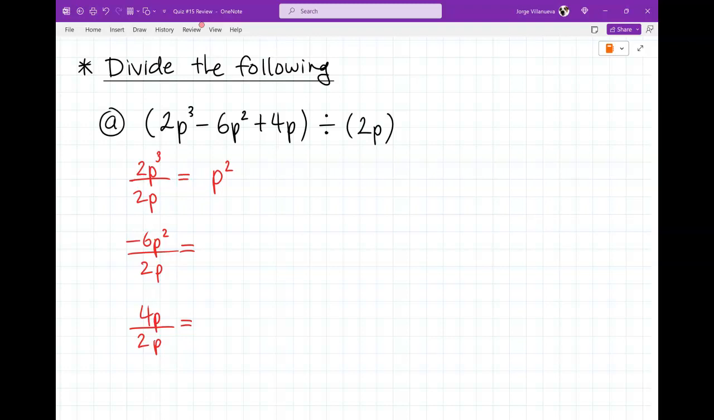All right, negative 6 divided by 2. Negative 3. P squared divided by P to the first. Just a P, right? So there you go. And then 4 divided by 2, 2, and what happens with p divided by p? Cancel. So here's my answer. P squared minus 3p plus 2.